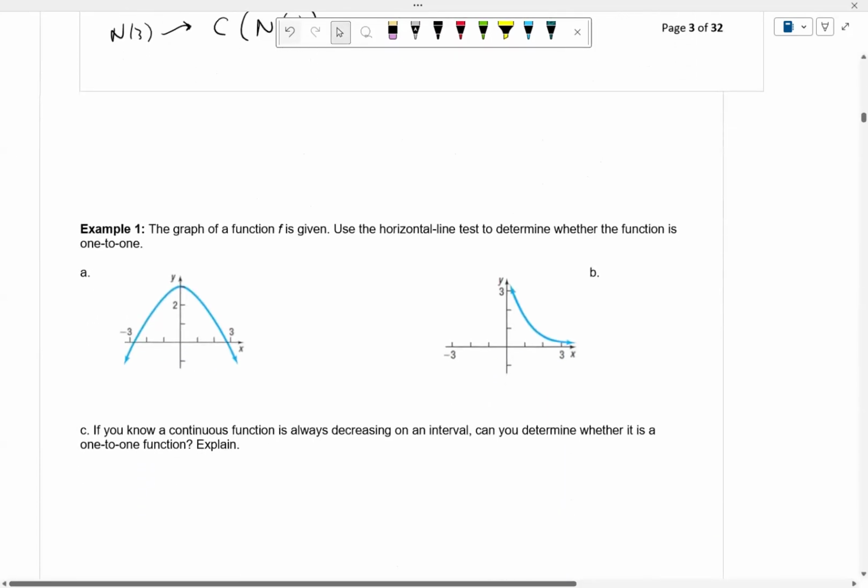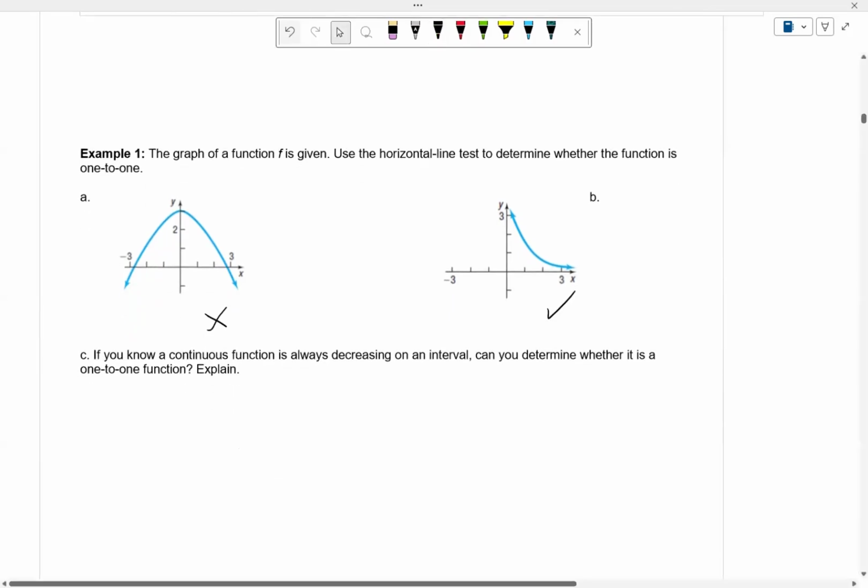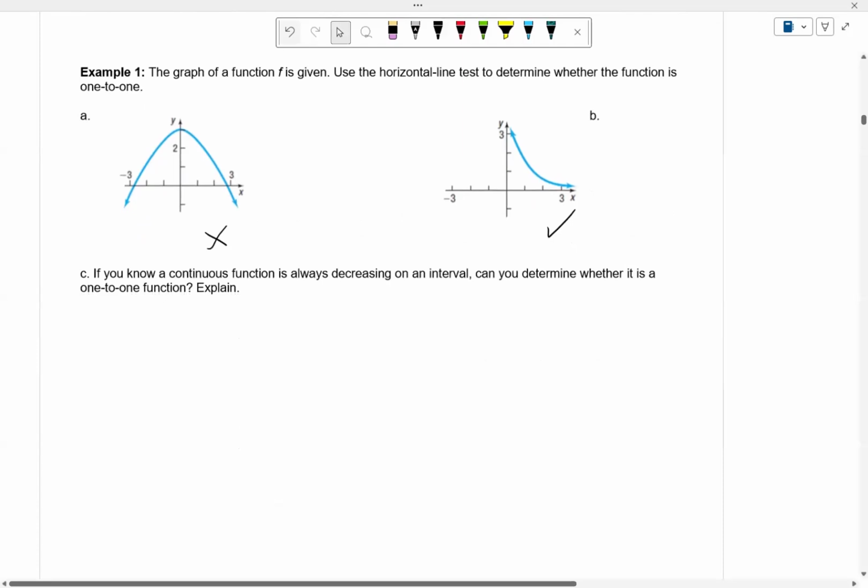Okay, next. Oh, this is a real toughie. Hey, what do you think? Is it 1-to-1? Nope. How about B? No. Yep. Okay, I'm not going to explain that one at all. If you know a continuous function is always decreasing on an interval, can you determine whether it is a 1-to-1 function? Always decreasing on an interval. What do you think? Yes, no?